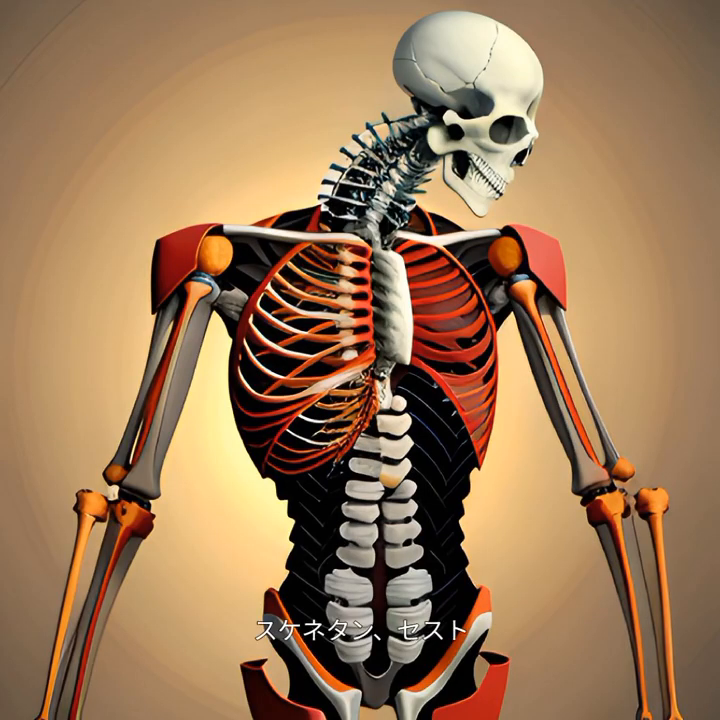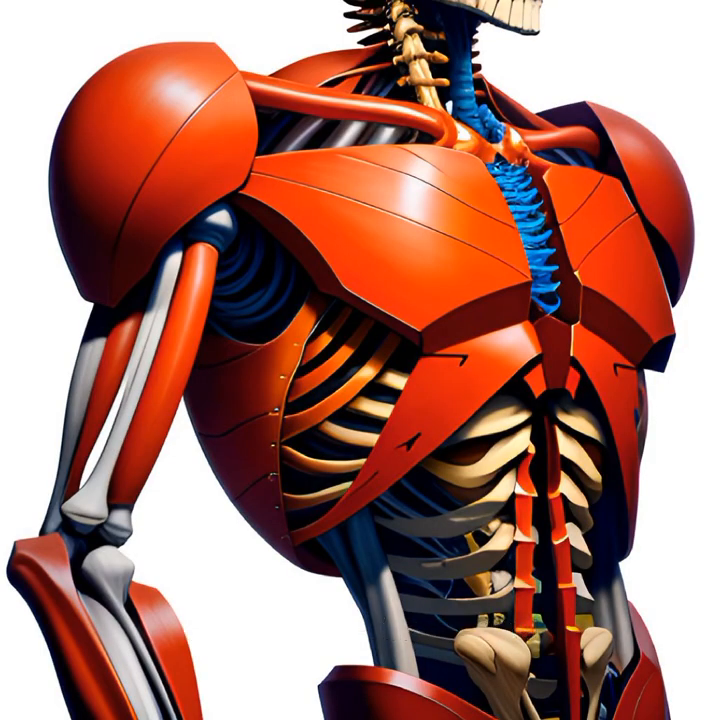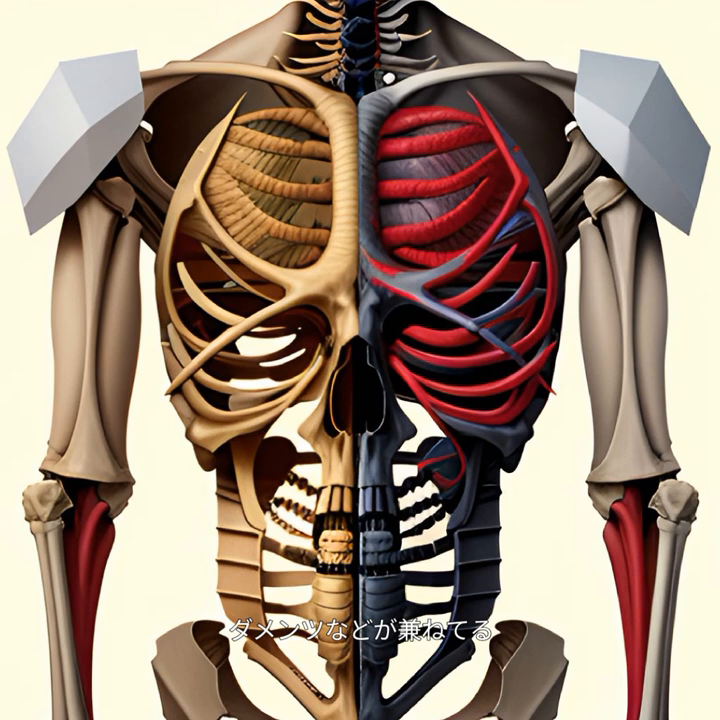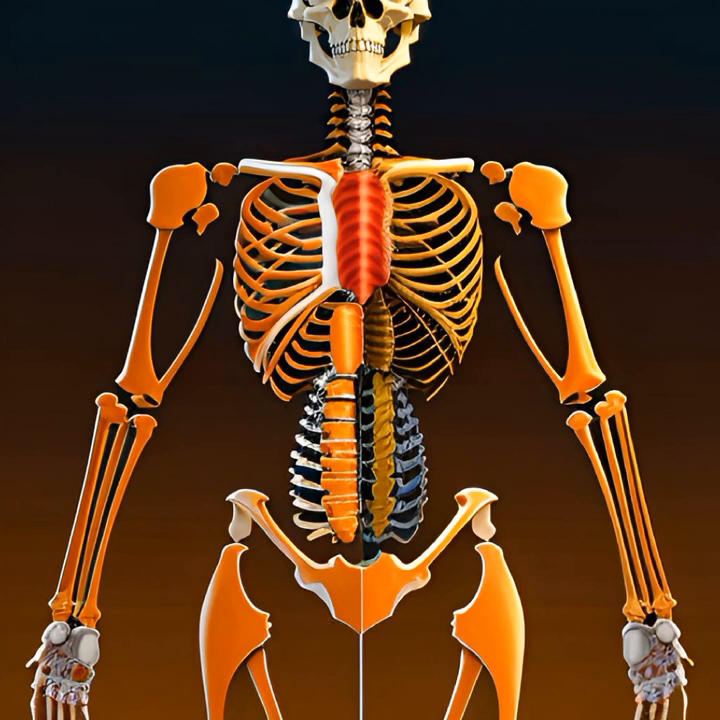Skeletal system serves as the internal framework of the body. It consists of bones, cartilages, ligaments, and other connective tissue. Its primary functions include support, protection, and motion.